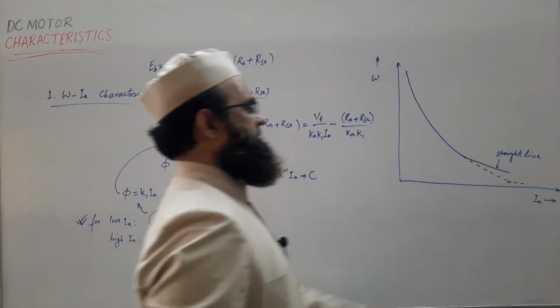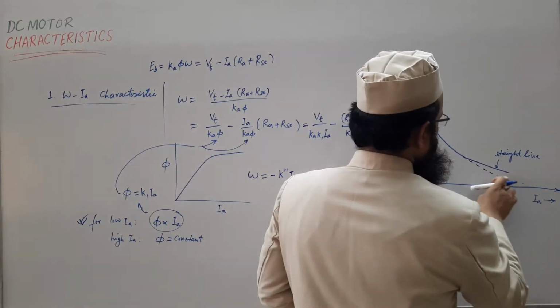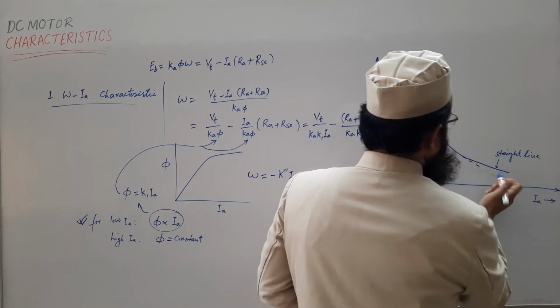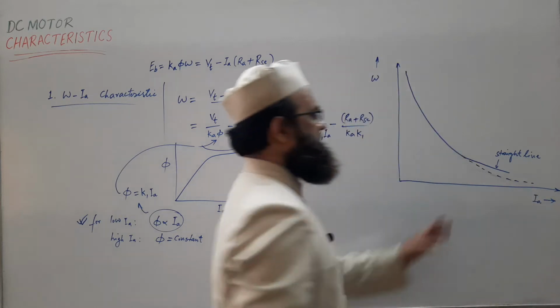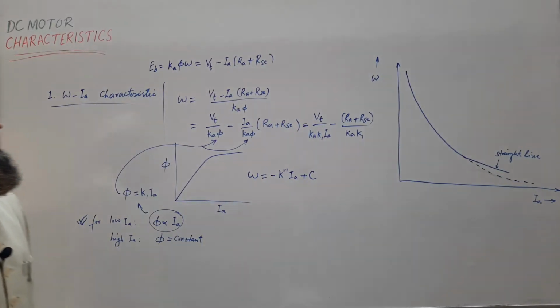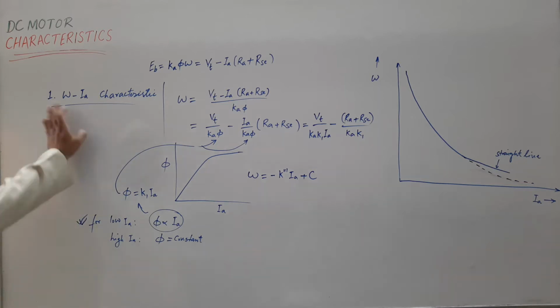A straight line, and this is an extension of this rectangular hyperbola, asymptotic. So, this is the actual one. So, this is all about speed versus armature current characteristics.